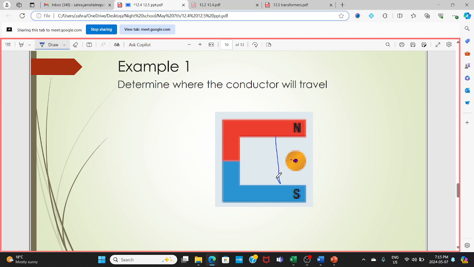So it's from north to south. And, you know, just put your forefinger that way and your thumb out of the page, because the out of the page is the direction of the current. So your palm facing to the right. So this is going to be force. This is just what we did. Now this force dragging the wire toward right. Okay. Determine where the conductor will travel. It's going to be right.